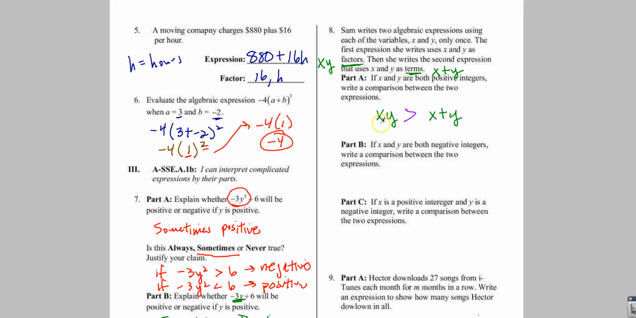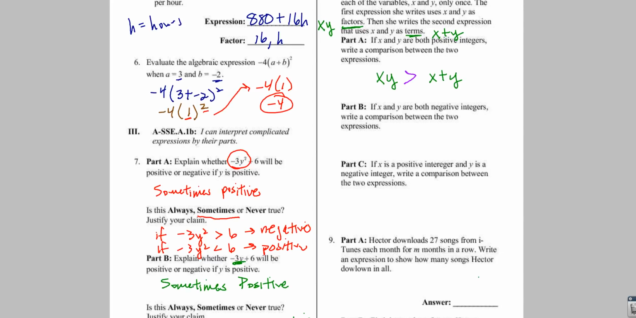If x and y are both 1s, 1 times 1 is 1, but 1 plus 1 is 2, so x plus y would be greater. But if x was 2 and y was 3, 2 times 3 is 6, 2 plus 3 is 5. Okay. And they're always going to be positive, so it depends on the size of x and y still.